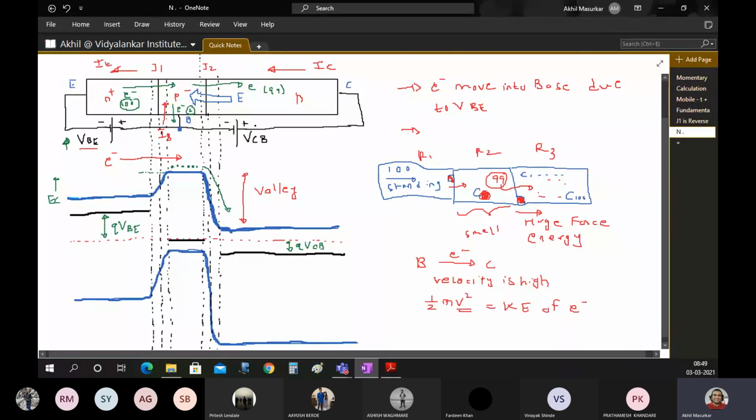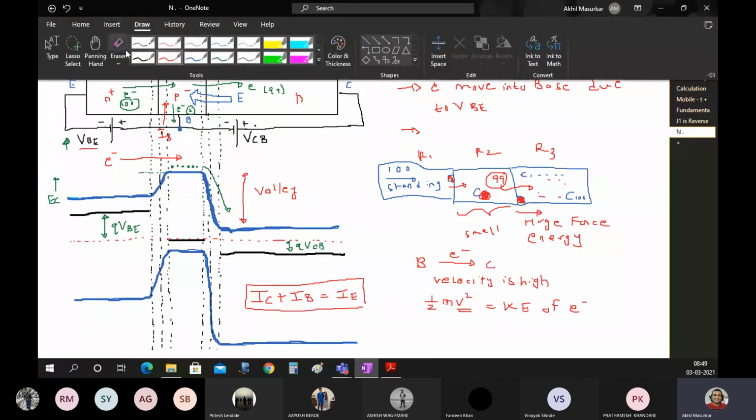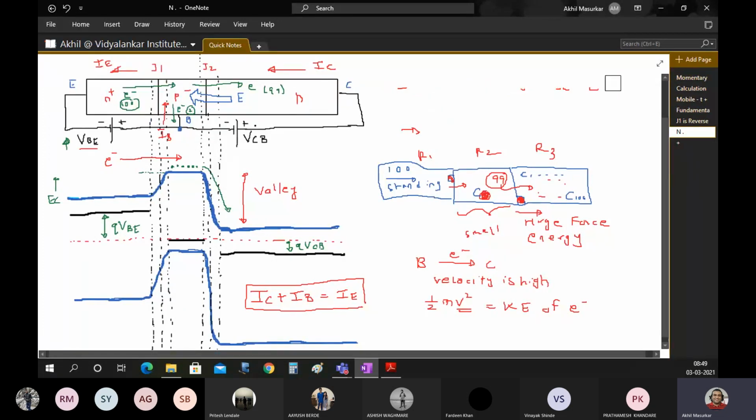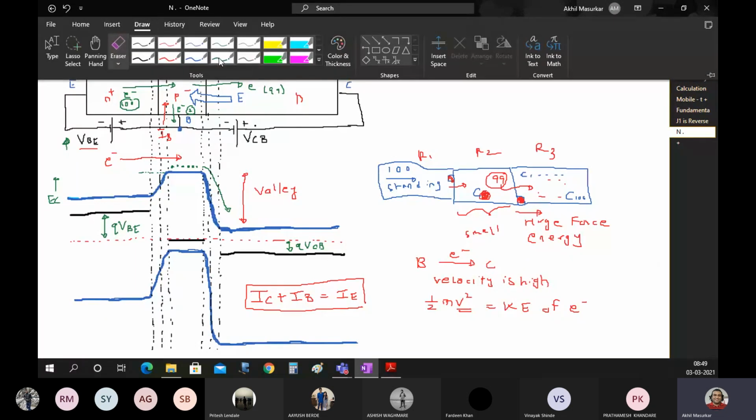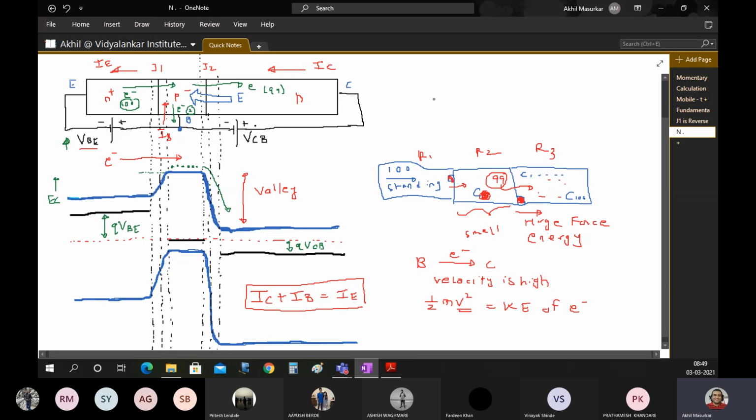Now if you apply KCL on the device, then you can very well observe that IC plus IB is equal to IE, or in most cases what will be written is IE is equal to IC plus IB.